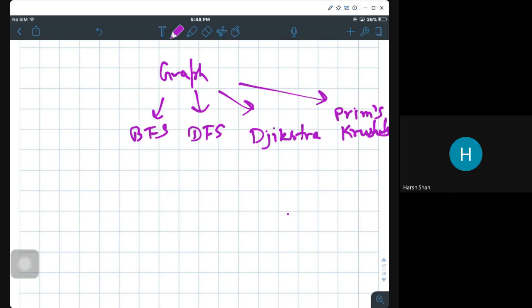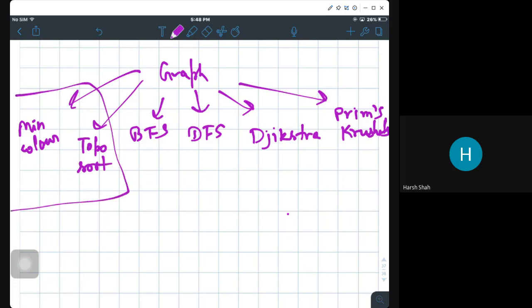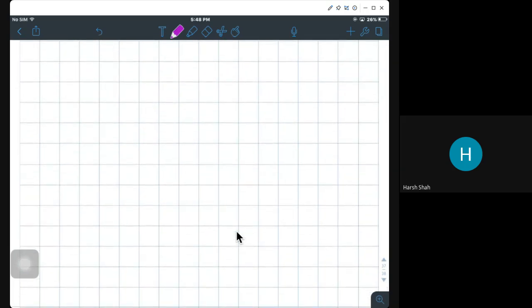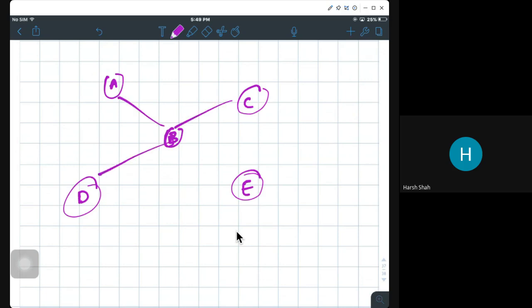Okay, but there are two more topics. One is minimum coloring and the other is topological sort. I'll not take these two because already it is a three hour long session. These two are not that hard, so you can watch the lectures. But these four I'll cover for you. Graph basic concepts, I hope you know. I'll take short graphs only, so it becomes easy.